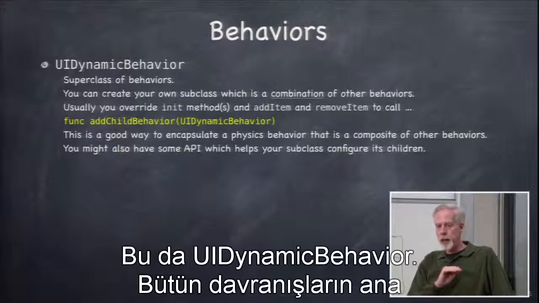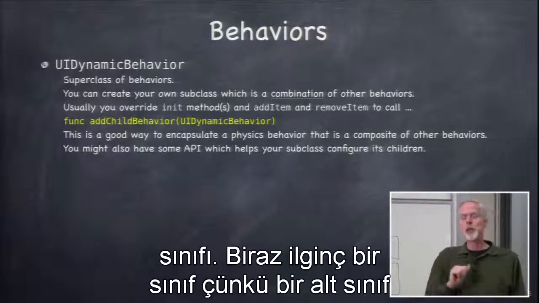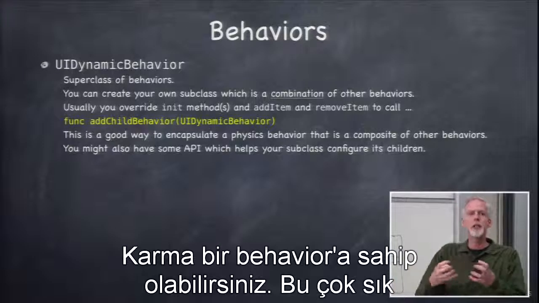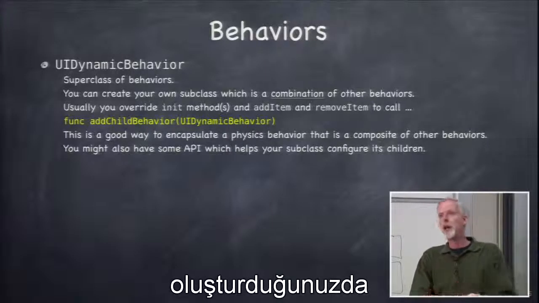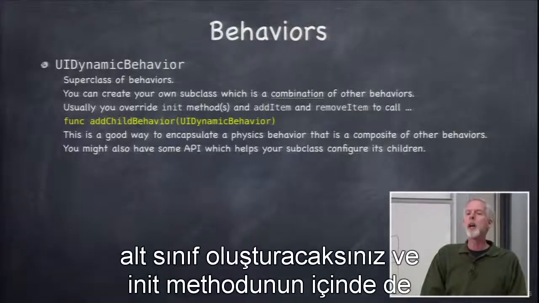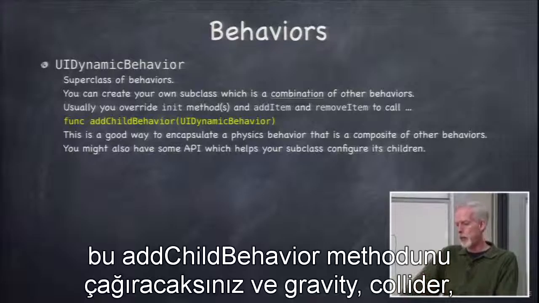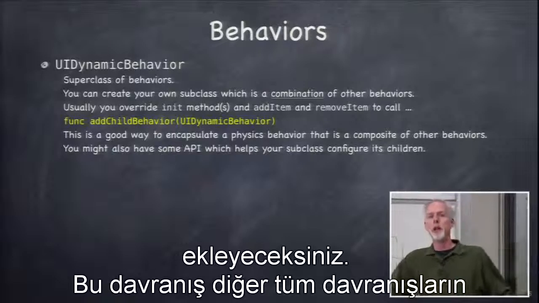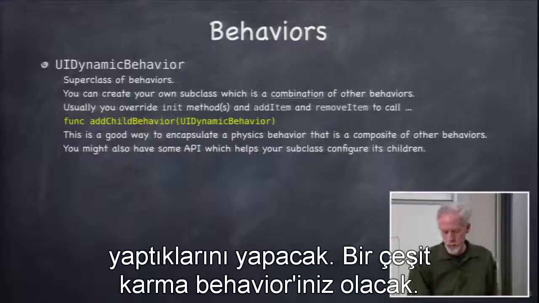Now here's UI dynamic behavior. This is the superclass of all of these behaviors. And it's kind of an interesting superclass because you can actually create a subclass, and in the implementation of the subclass, you add child behaviors, you add other behaviors. So you can kind of have a composite behavior. And this is very common to do. When you have 3 or 4 different behaviors all working on the same set of items, a lot of times you'll create a subclass of UI dynamic behavior, and in the init method, you'll call this method add child behavior, and you'll add a gravity, a collider, an item behavior. You see what I mean? You'll add them as child behaviors. And now this behavior will do all the things that those behaviors did. Okay? So you have a kind of big combined behavior. And I'll do that in the demo so you can see what that looks like.